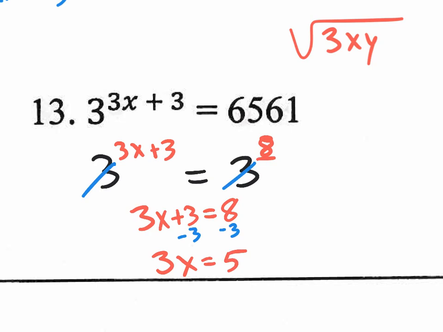And boy, did I mess up this problem because, well, who cares? It's just a fraction that we're going to get as an answer. It's okay. Let's divide by 3. Divide by 3. Cancels out. X equals 5/3.